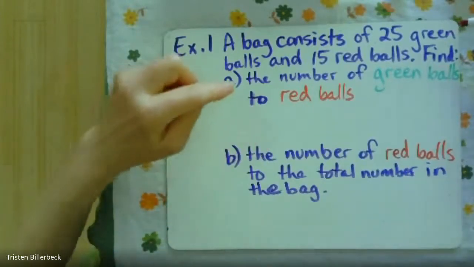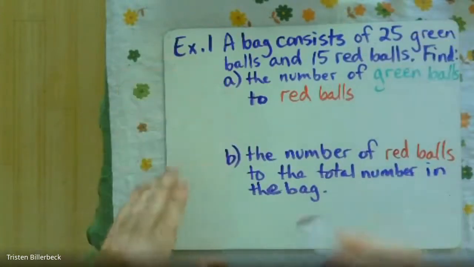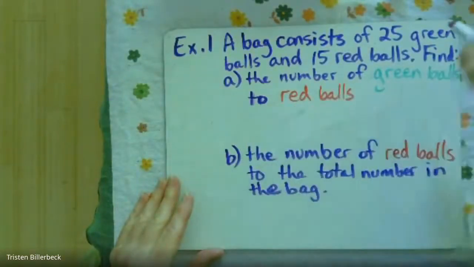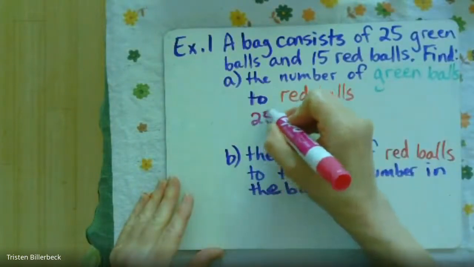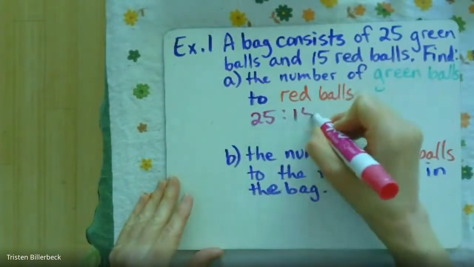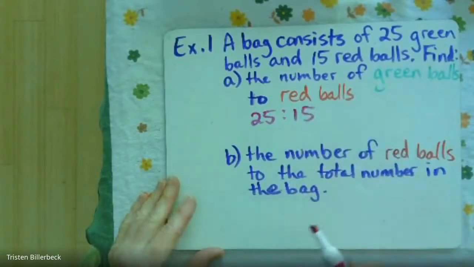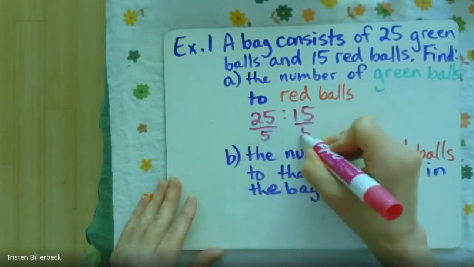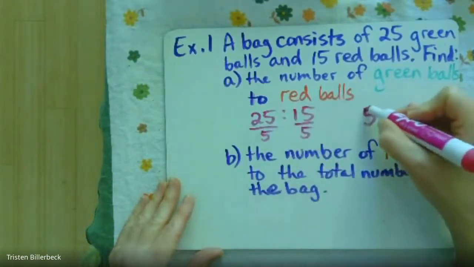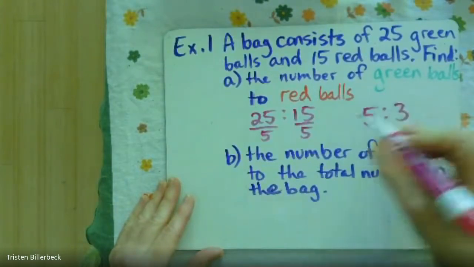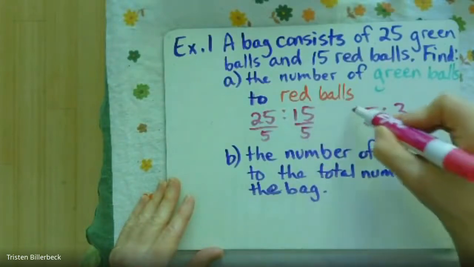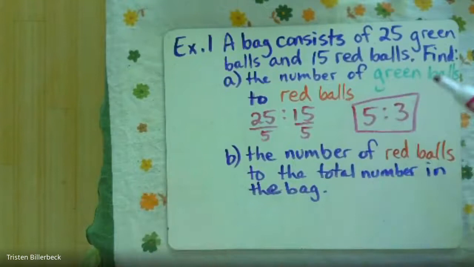So we have 25 green balls and 15 red balls. It said green balls to red balls, so the green balls go first. So there's 25, and then the red balls are 15. Now we see they both end in 5, so we know they're both divisible by 5. Let's reduce this ratio. We have 5 to 3, because 25 divided by 5 is 5 and 15 divided by 5 is 3. So this would be our ratio of green balls to red balls.